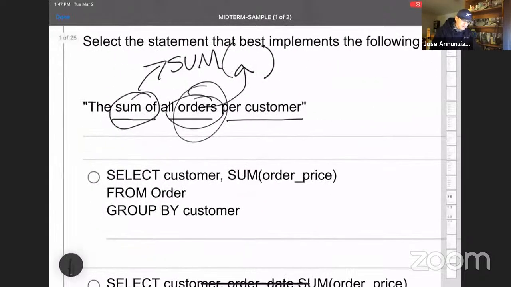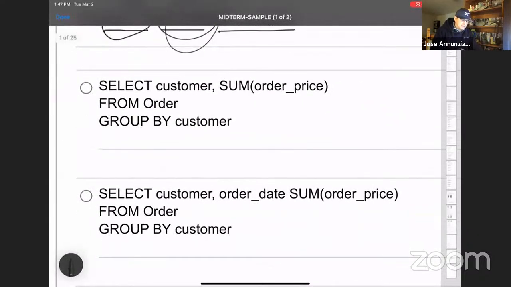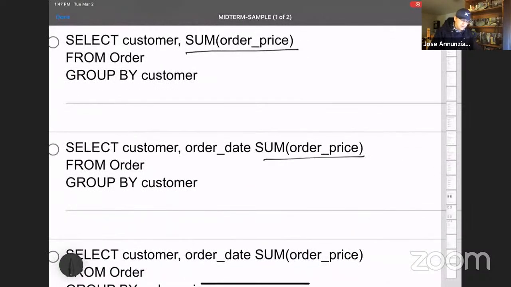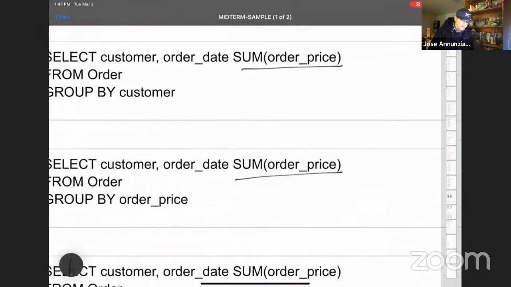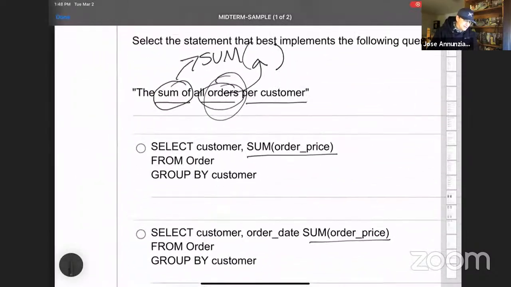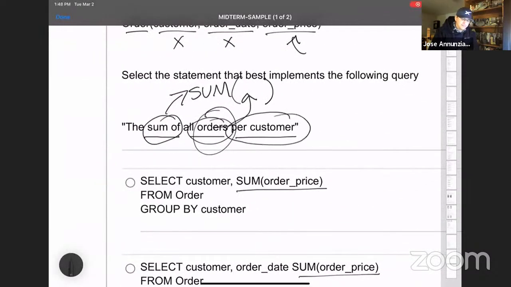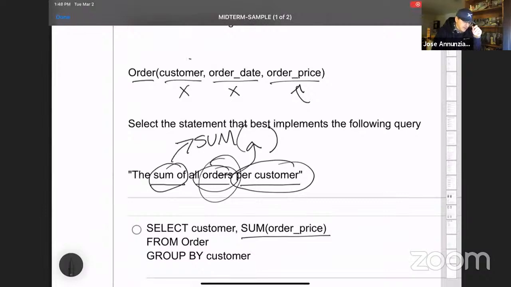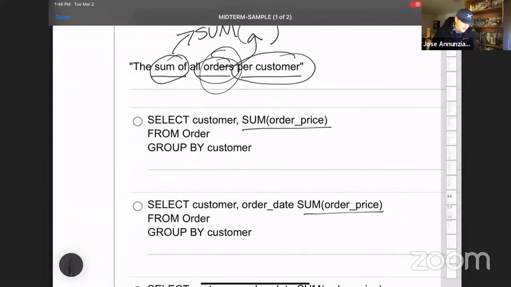And so any of these select statements should have order price. So they all have it, which doesn't give us any clue on which one is right. The other clue that they give us is that it's per customer. That means we need to group for when the customer is the same. So notice the field customer, meaning we are grouping by this field. So we need to look for all the ones that have a group by customer.